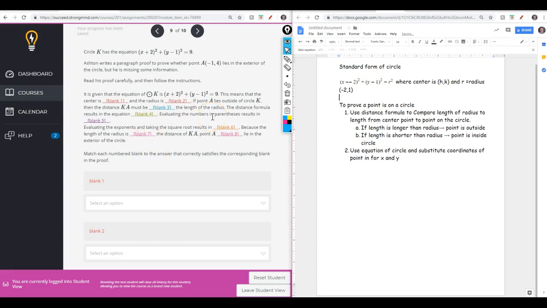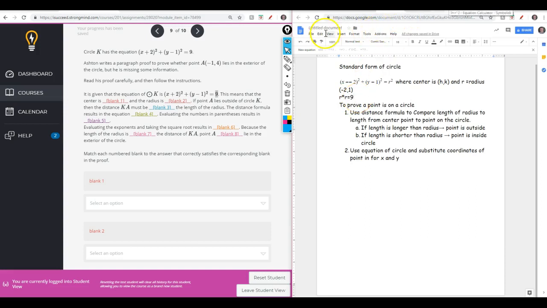And then the radius, which is blank 2. So I'm noticing that the r squared is lined up where the 9 is. So I'm thinking to myself, okay, well, what is r squared? r squared means r times r, or a number times a number is equal to 9. So what number times itself is equal to 9? And I know that that is 3.